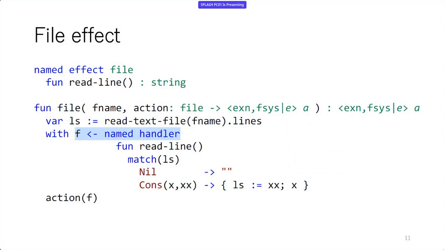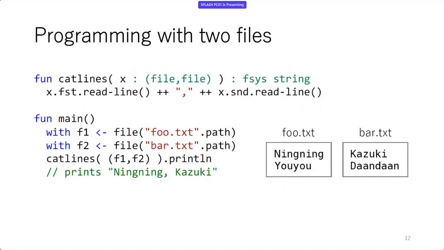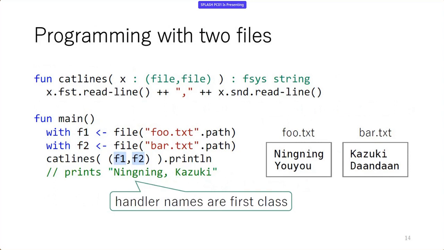Okay? And using this, we write a program that opens two files and concatenates their first lines. So here, we create two named handlers, F1 and F2, representing the two files. And then we put the handler names into a tuple and pass them to the catlines function. And note that we can do this because handler names are first class. If they were second class, we would not be able to put handler names into a tuple or pass them to a regular function.